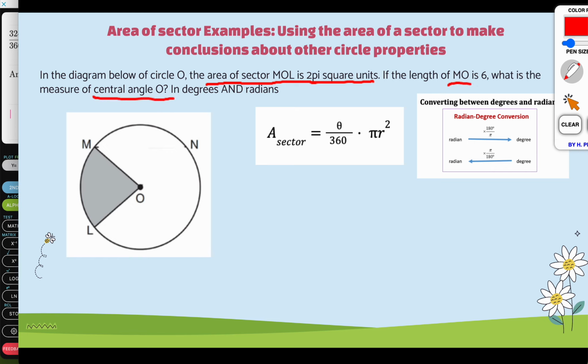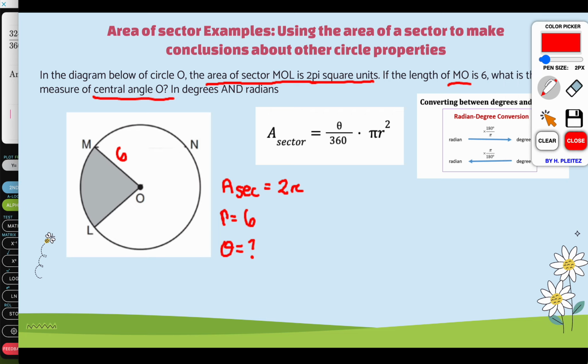So we make our list. Now we know that the area of our sector is 2 pi. We know that MO, which is our radius, is 6. And we're looking for theta now. Now, a big thing about this, too, is that it says it wants it in degrees and radians. So we're going to find degrees first, and then we'll use our conversion chart over here to help us switch that around.